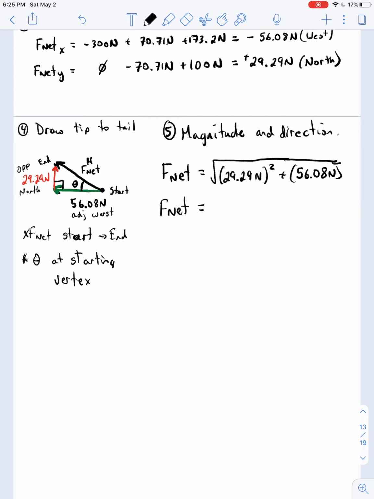So when I put that onto the calculator, I would get an answer that is equal to 63 newtons. And that's called the magnitude of the vector, right? So if a question just asks for magnitude, then you're done. There it is, just the magnitude of the vector. Now we're going to get the direction of the vector.